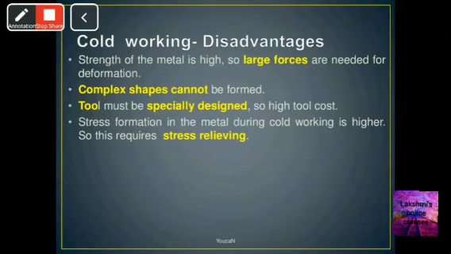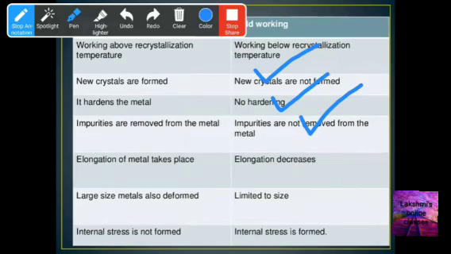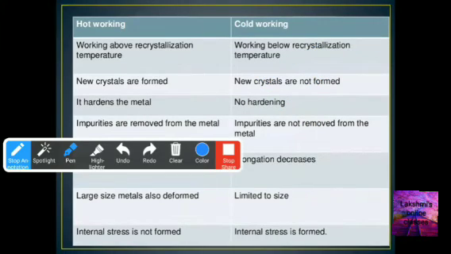Right? So coming to the cold working limitations, one is it depends on the chemical composition. Mainly it depends upon the chemical composition of the material, that is the percentage of carbon or alloying. The maximum limit is usually 0.4 carbon and 1% for cold forging. Larger grains are easier for cold working, and may be easily deformed. I will share this PPT also. So these are the main differences.